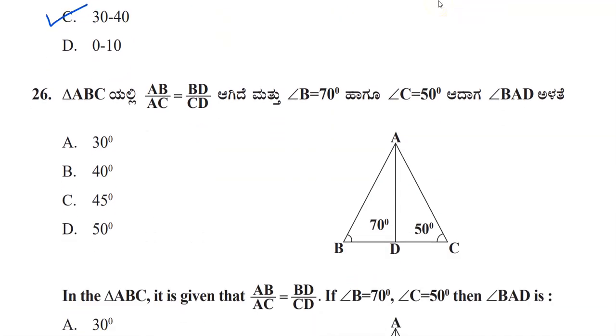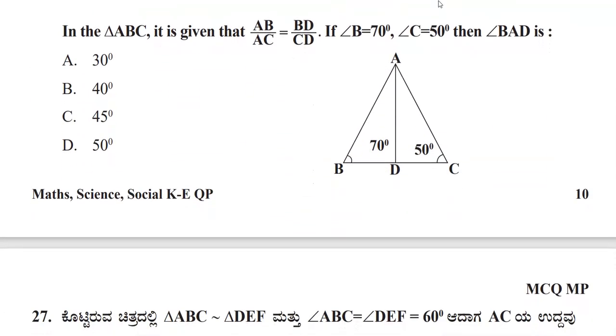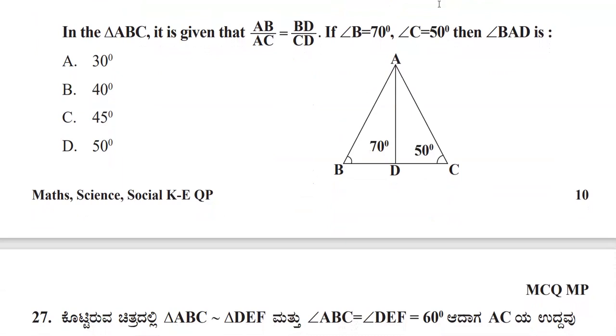Next, question number 26. In the triangle ABC, it is given that AB by AC is equal to BD by CD. If angle B is equal to 70 degree, angle C is equal to 50 degree, then angle BAD is. Dear students, here we are getting a different answer. Maybe the options are wrong. Still we need to check it, because as we solve this problem, we are getting a different solution. So I will let you know the solution for this question in the description below.